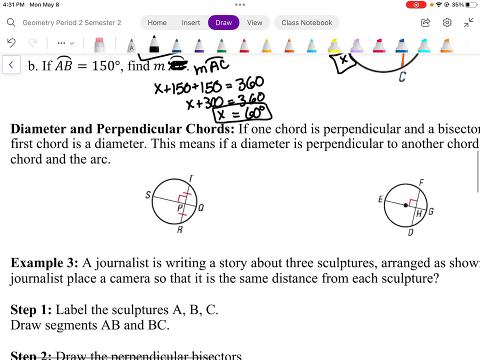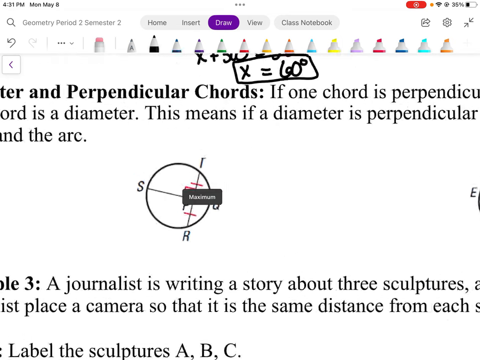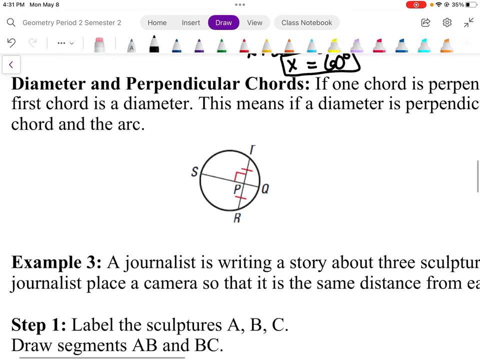The next part we're going to go over is when you have a diameter and a chord that are perpendicular. When they're perpendicular, remember that means they meet at right angles. So if you have two chords that are perpendicular and one of the chords is cut in half, that means the other chord that was not cut in half, in this one SQ, is going to be a diameter.